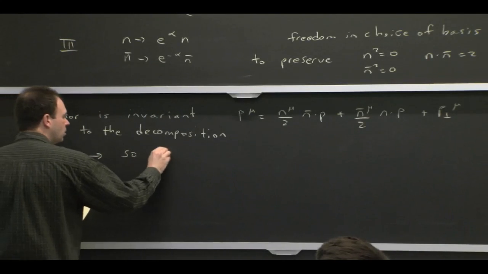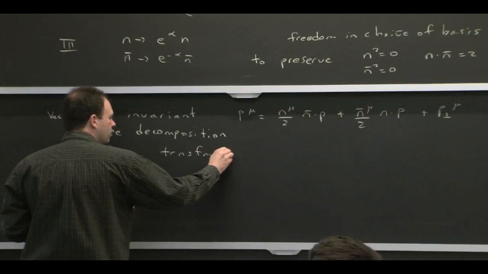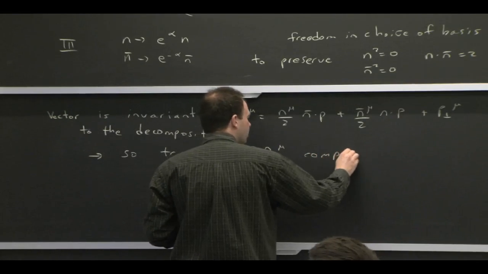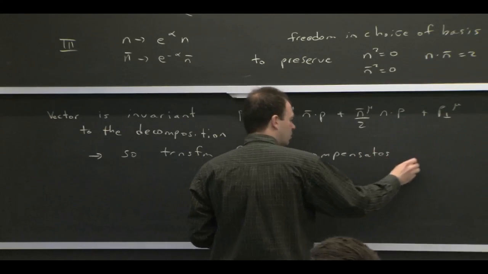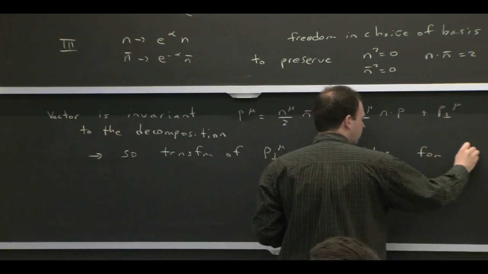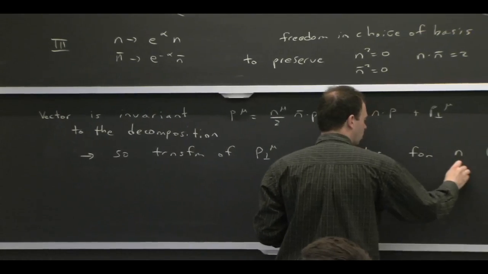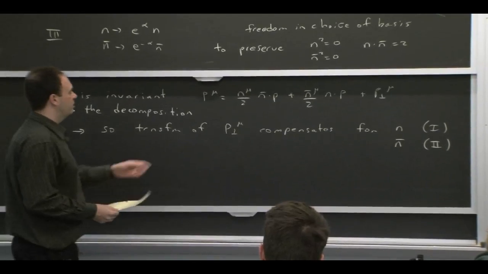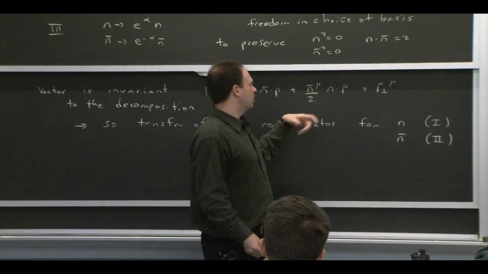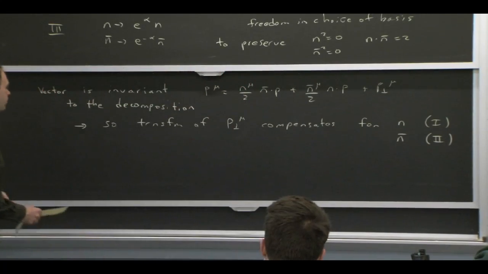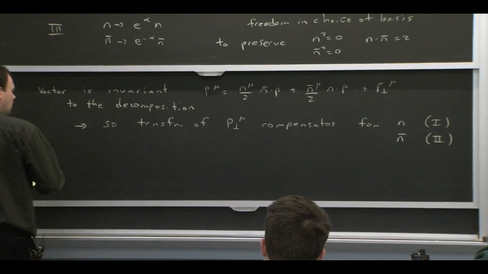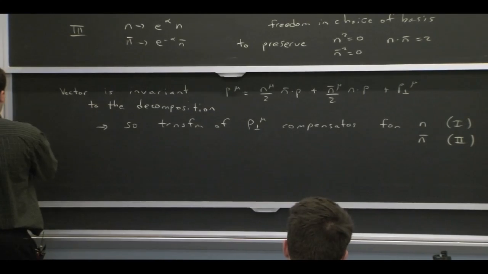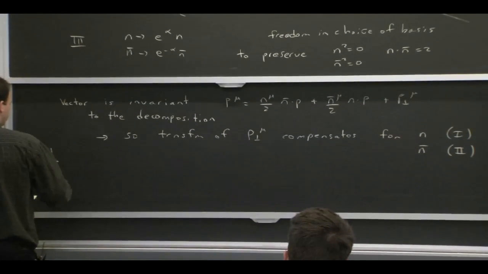So the transformation of p perp mu compensates for n in type 1 or n bar in type 2. Type 3 is already invariant because we have an n and an n bar here and an n and an n bar here. So that's type 3 invariant already. So if we go through that, we can make a table of all the different transformations, and we can derive the transformations.